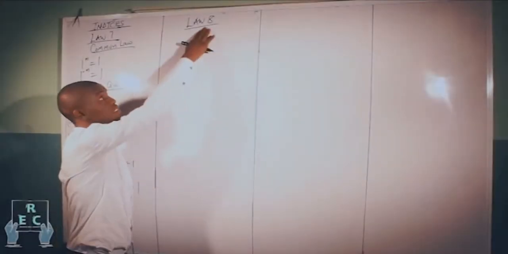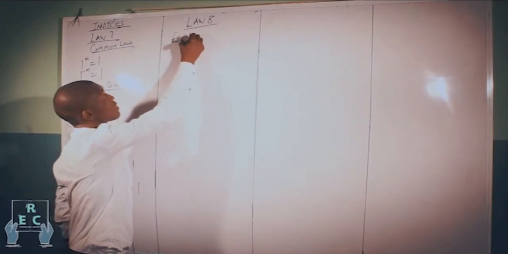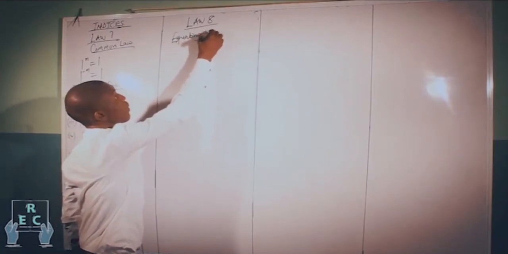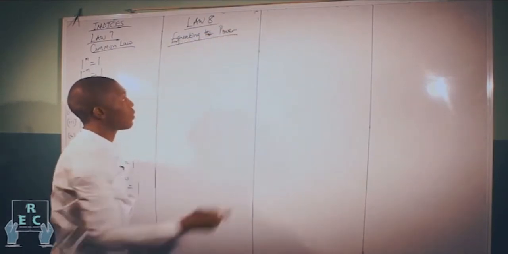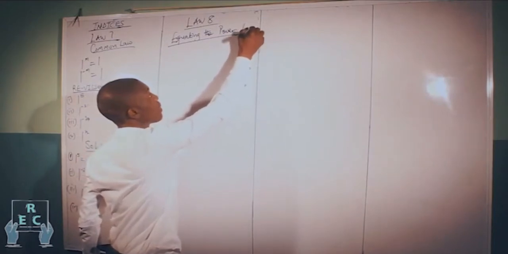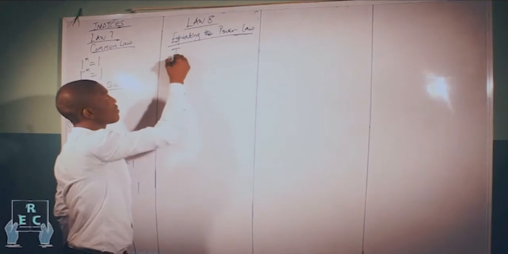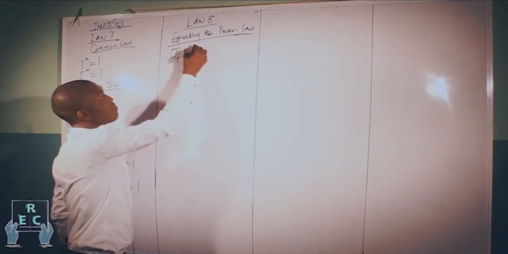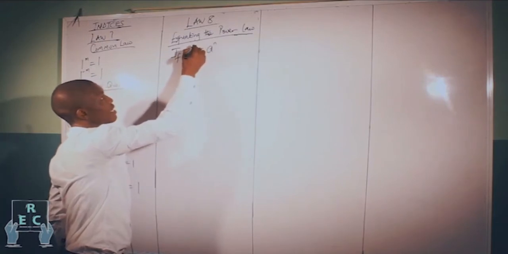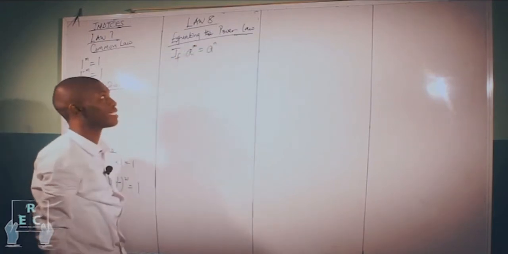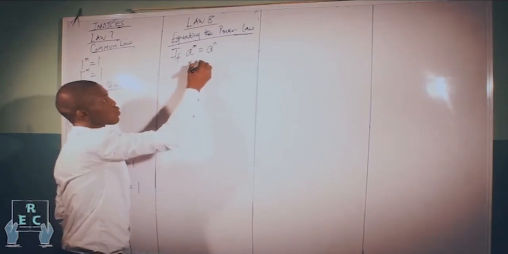Alright, law 8. It's called equating the power law. Equating the power law. Alright, you are surprised. Now if a raised power m equals a raised power n, definitely m equals n.